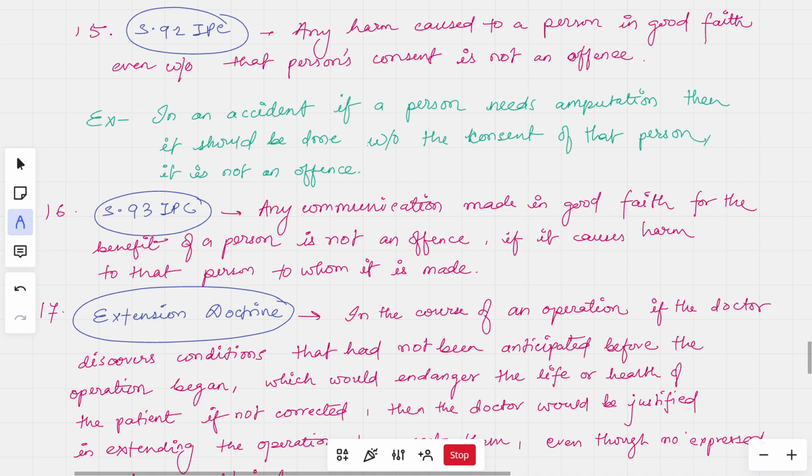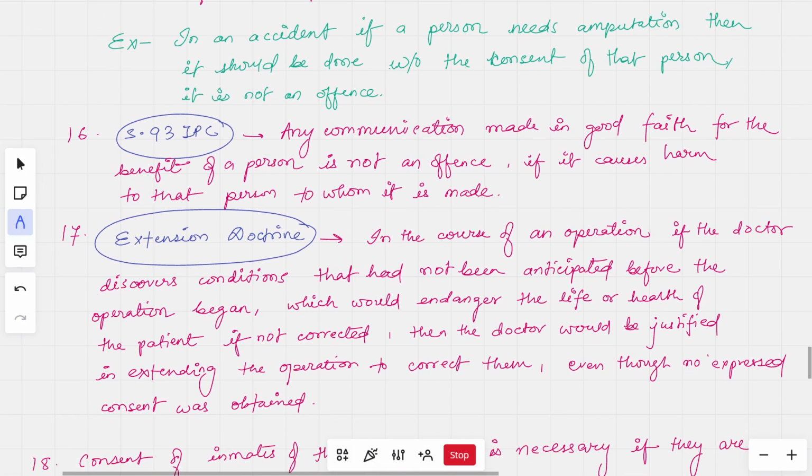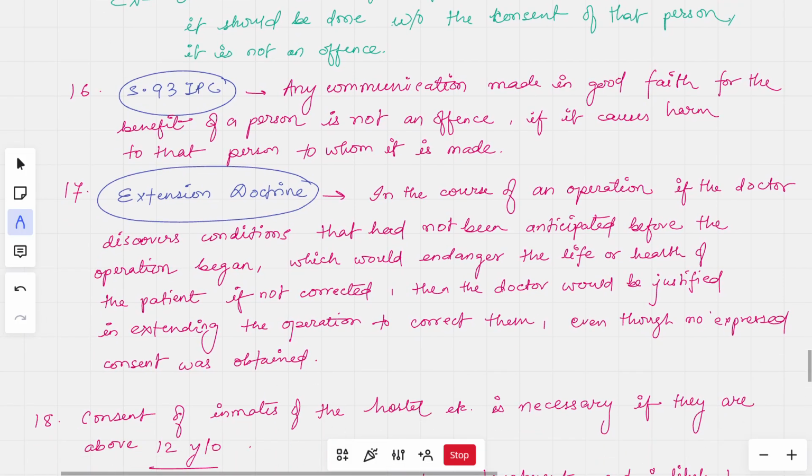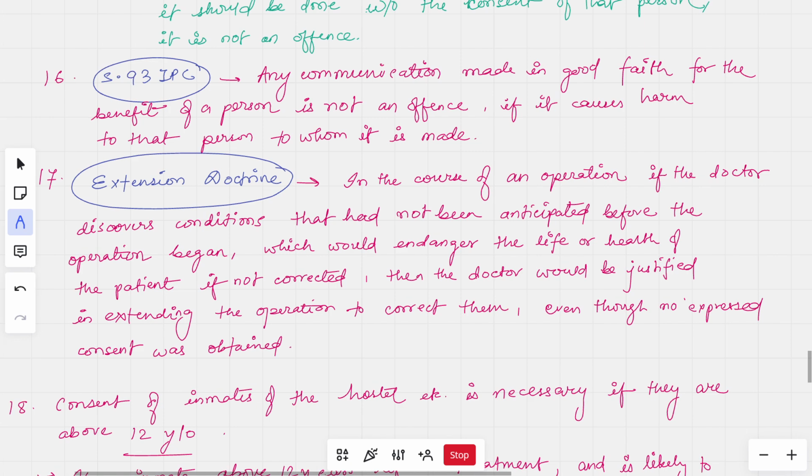Point number 16, section 93 IPC, it says any communication made in good faith for the benefit of a person is not an offense if it causes harm to that person to whom it is made. Then extension doctrine. Point number 17, it says extension doctrine.